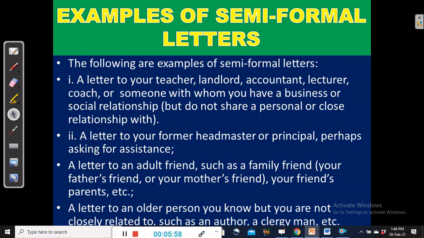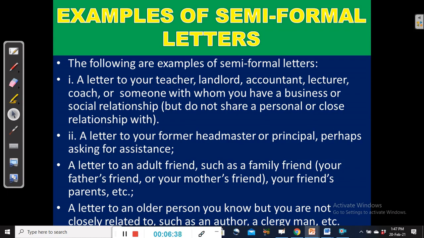Now, a letter you write to an adult friend, such as a family friend, your father's friend, or your mother's friend, is a semi-formal letter. That person is a family friend, your father's friend, but certainly not your mate. It's not your personal friend because there is a gap between you and that person. Or if you are writing a letter to the parents of your friend, you have a friend, and for one reason or the other, you have to write a letter to your friend's parents.